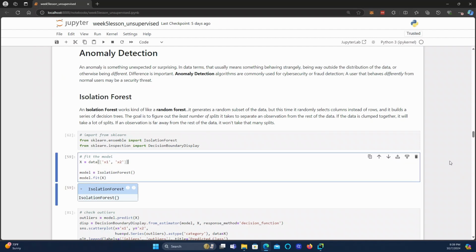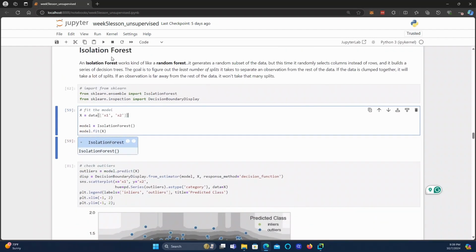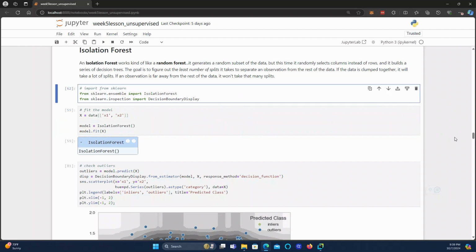Now, we're only going to talk about one anomaly detection model, and it's called an isolation forest. It works kind of like a random forest, okay? So it generates a random subset of the data, but this time, instead of selecting rows, it's going to select columns, and then it's going to build a series of decision trees. And the goal for an isolation forest is to figure out the least number of splits it takes to separate an observation from the rest of the data. So if the data is all clumped together, it's going to take a whole lot of splits to rip that data out. But if a data point is kind of far away from the rest of them, then it's not going to take that many splits.